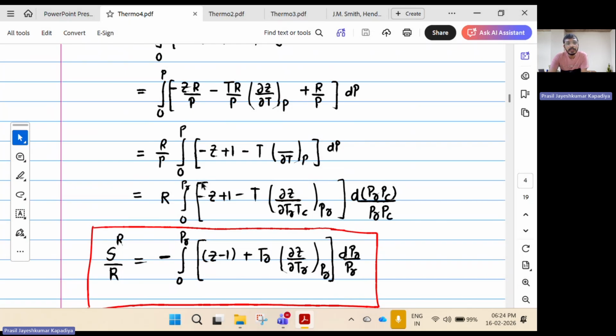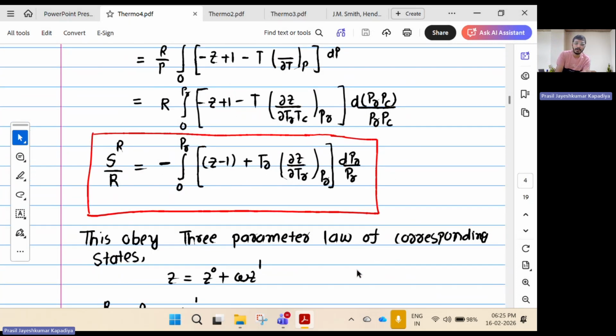Same thing we can do here, but P I should not take out, because the equation is P dependent and I need to integrate. So this equation remains as it is, with T as TR TC and P as PR PC. Here PC again cancels out. So if I keep the minus out of the whole thing, it will be Z minus 1 plus TR del Z by del TR at constant PR, dPR by PR. Why TR here? Because TC is constant, so TC comes out, and T by TC is TR.